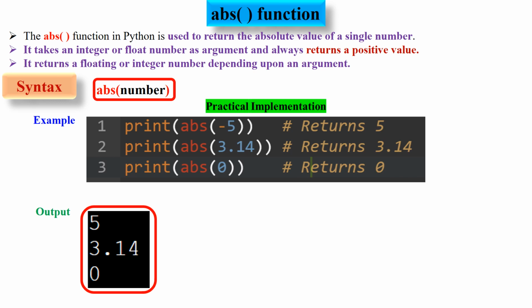Let's see some examples. In all these examples, the abs function is used to calculate the absolute value of the given numbers. The function returns the positive magnitude of the number, regardless of its original sign.